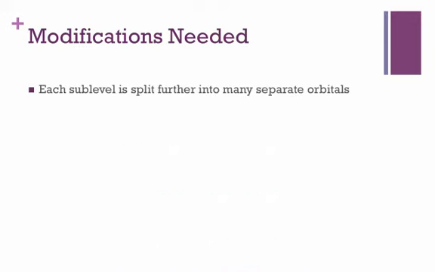Now let's take this a little bit further. We talked about how the original rings were split into sublevels. Where it goes a little more complex is the fact that those sublevels themselves split further into many individual separate orbitals. So these levels split up into sublevels, and the sublevels split up even further into separate individual orbitals.